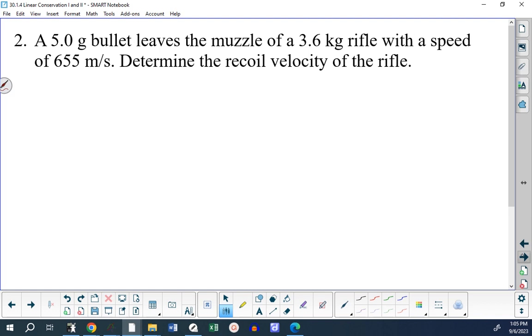Now let's get to the important stuff, which is collisions. Now I want to be very careful here. Question 2 says you fire a 5-gram bullet from a 3.6 kilogram rifle and the bullet moves out of the barrel of the rifle at 655 meters per second.